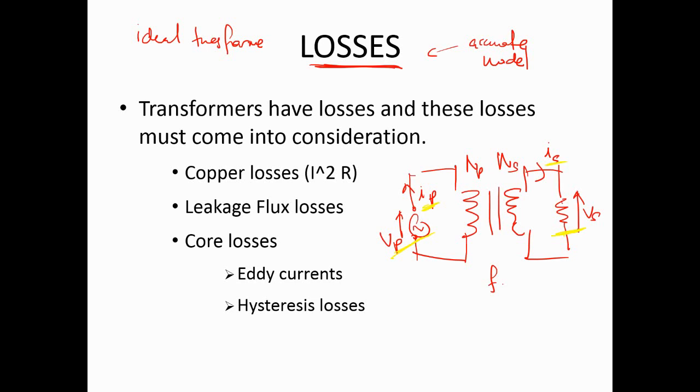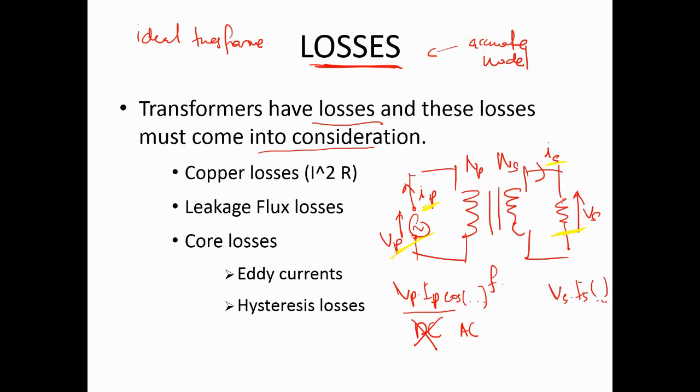So what are the losses? Transformers have losses, and if you want a more accurate model, these have to be taken into consideration. So all the power, VP multiplied by IP, of course, when we calculate the power, we'll see later it's not just VP and IP, because we're not in DC current. So it's VP, IP, cosine of a certain number that we'll see later, because it is AC current. We'll see that not all the power is transmitted as VS, IS, multiplied by a certain number that I'll explain later, because there are losses.